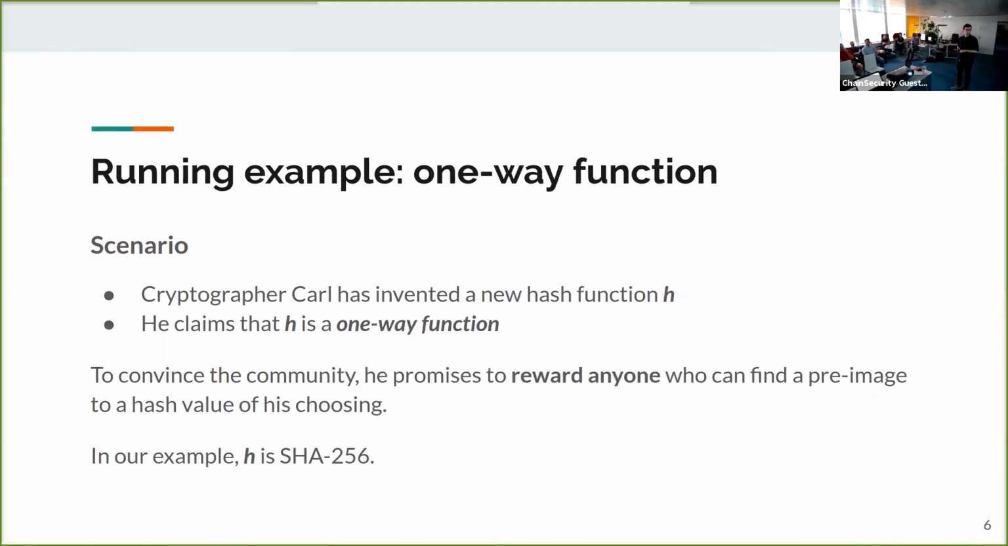And in our example, purely for practical reasons, this hash function is SHA-256. Obviously not a new function, but I've chosen this here because it's both supported by the EVM and also by Sokratis, a tool which we'll use later on.